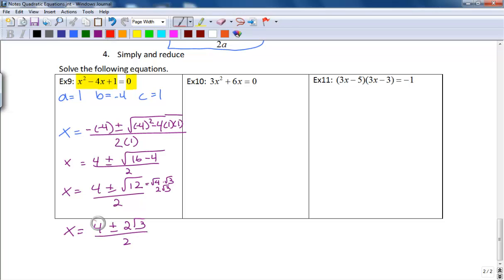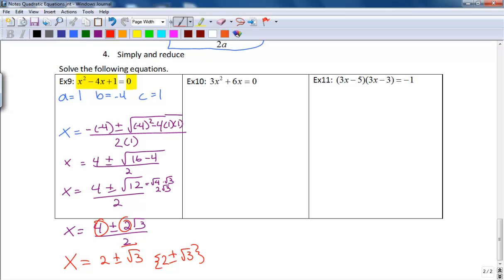Last thing to do is, can I simplify all these terms on the outside? Well, can I divide 4 and 2 by my 2 down here? I sure can. So in the end, x is equal to, well, 4 over 2 is 2, plus or minus 2 over 2 is 1, so I don't really need to write that, root 3. So x is equal to 2 plus or minus root 3. Again, your solution set, 2 plus or minus root 3.